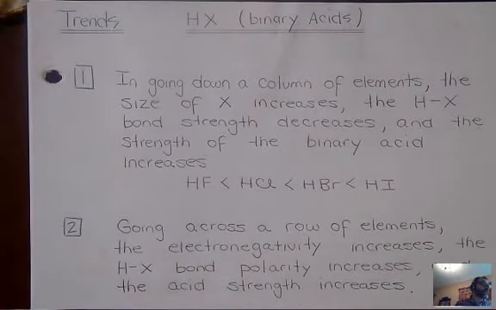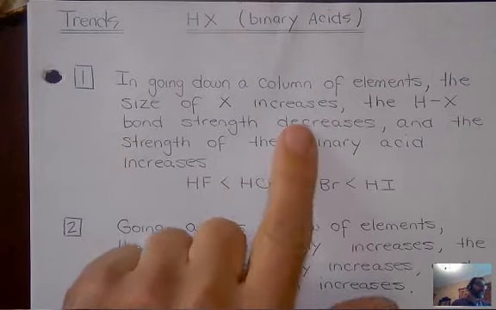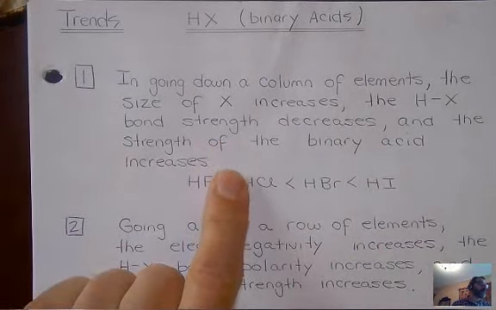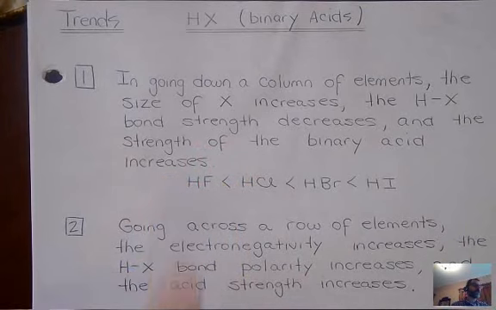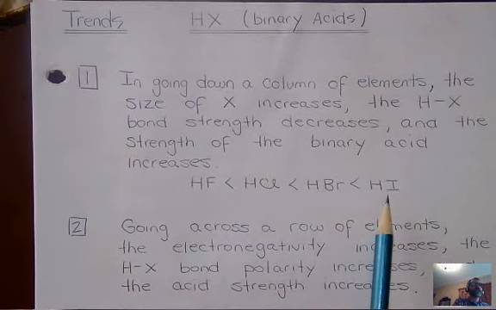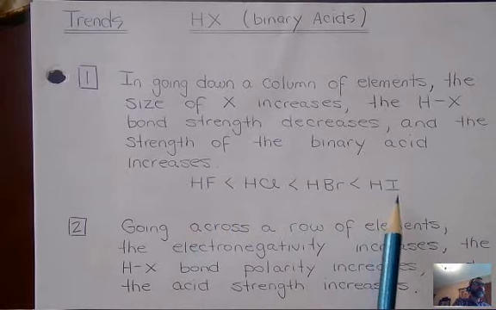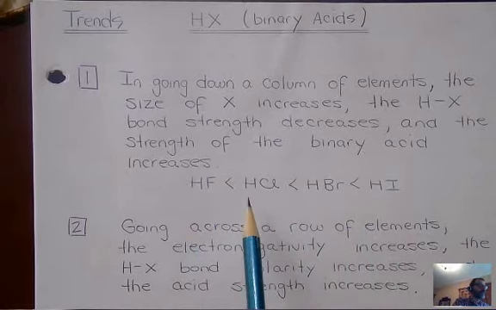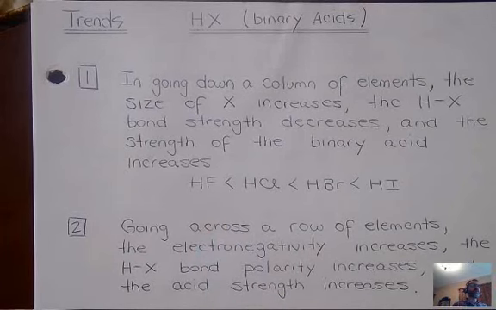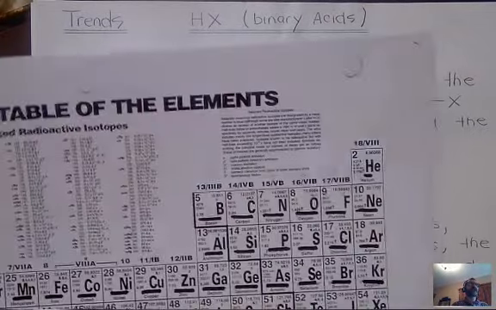So the first trend is going down a column of elements. The size of the element X increases. Therefore, the HX bond strength decreases and the strength of the binary acid increases. So the bigger the ion that the hydrogen is attached to, the stronger the acid. So hydroiodic acid is stronger than hydrobromic acid, which is stronger than hydrochloric acid, which is stronger than hydrofluoric acid. Those four elements all come from the halogens, which are group 17 in the periodic table.